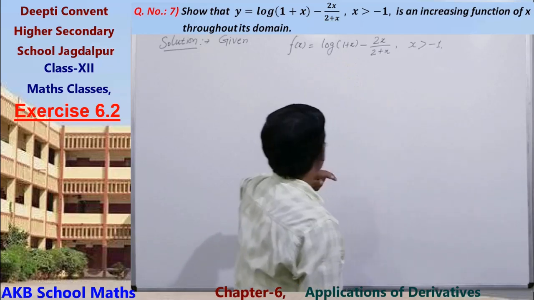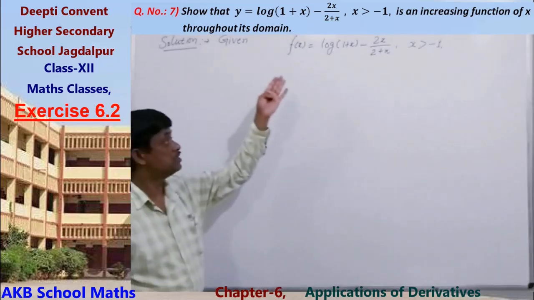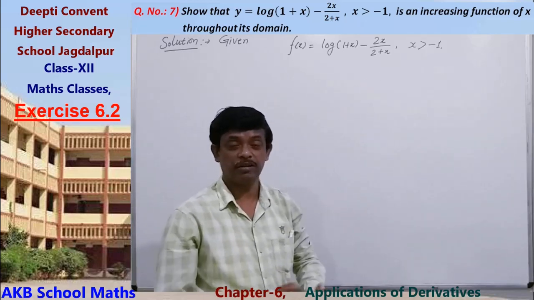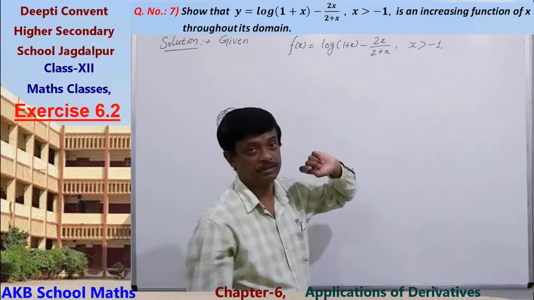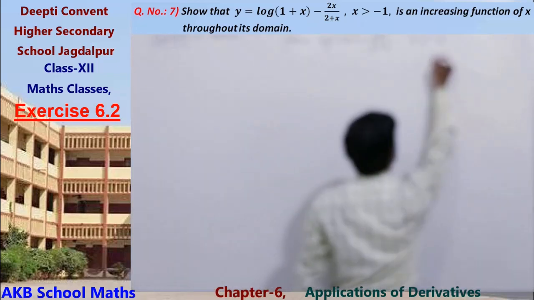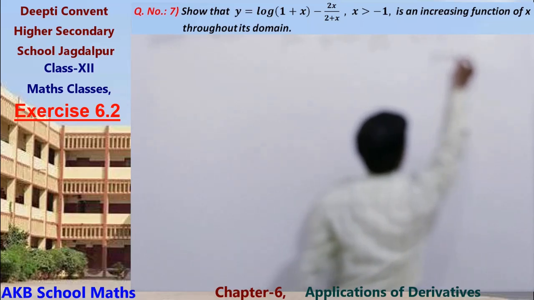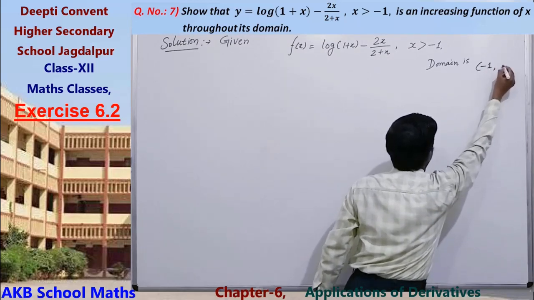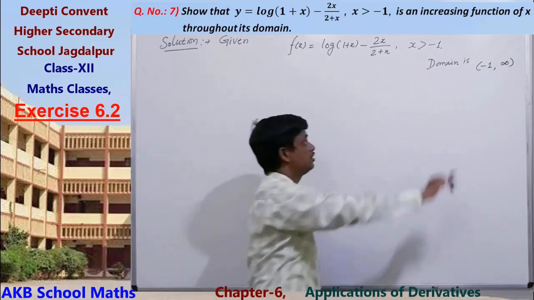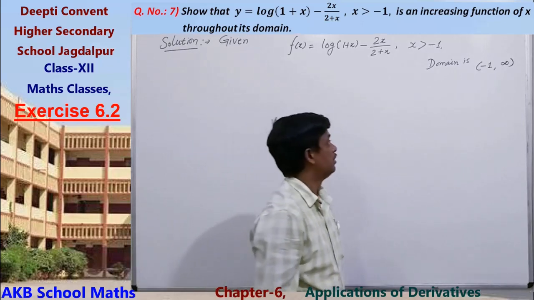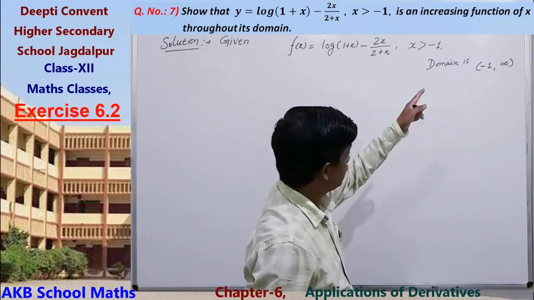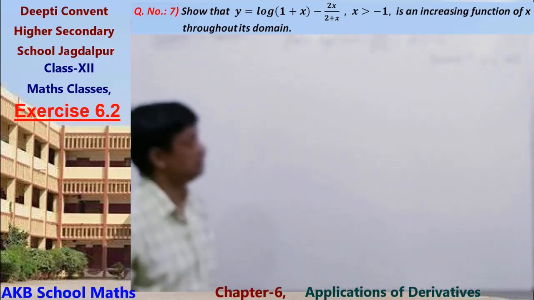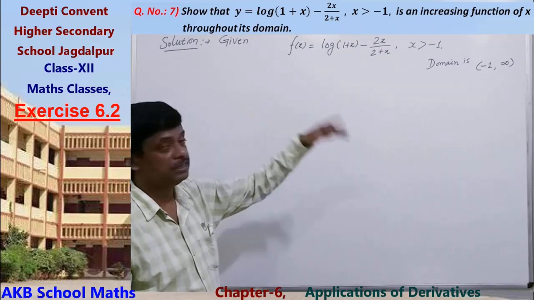Okay. So we see that the domain of this function is x greater than minus 1, all the real numbers which are greater than minus 1. That is, the domain of this function is minus 1 to infinity. Now we have to show that in this domain this function is increasing, in the complete domain.